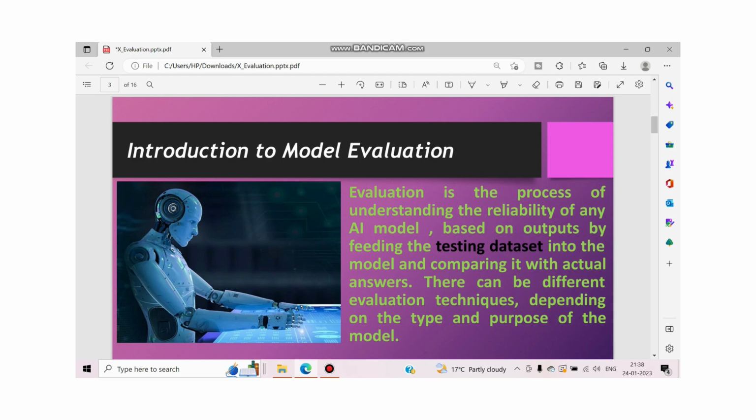So what happens in evaluation? When your AI model is prepared in the 4th step, that is the modeling step, it will be tested. Yes, students, it will be tested whether it is correct, whether it is giving correct results, whether it is predicting correctly or not. Now let us understand this concept with the help of a very simple example. That is all about you.